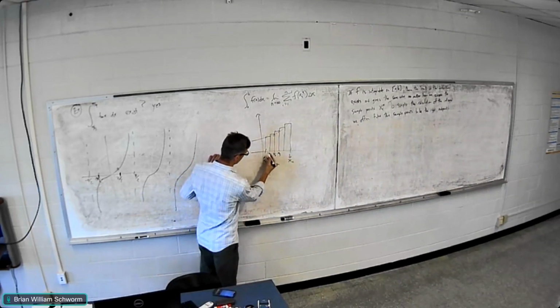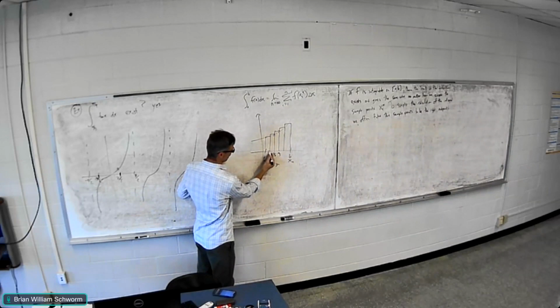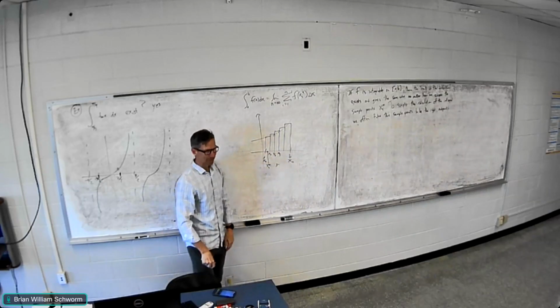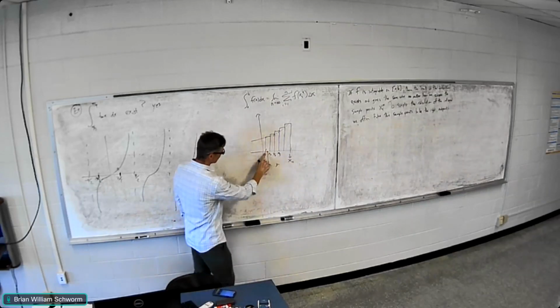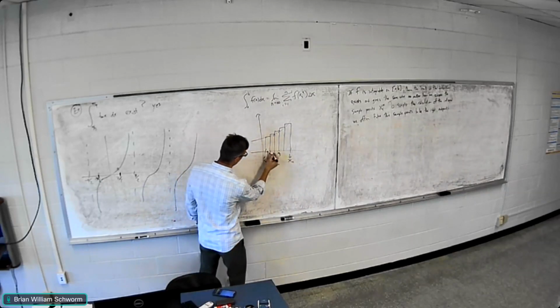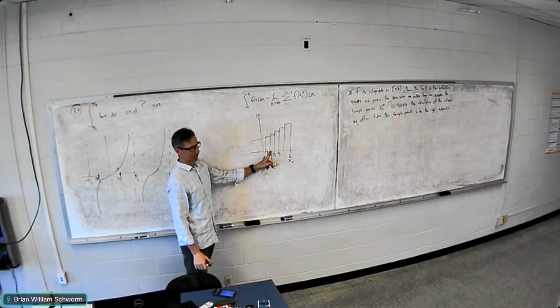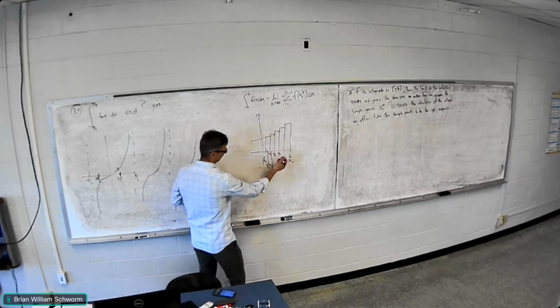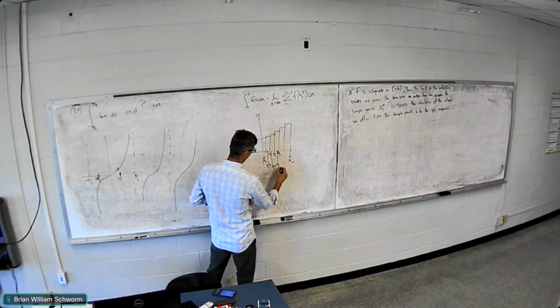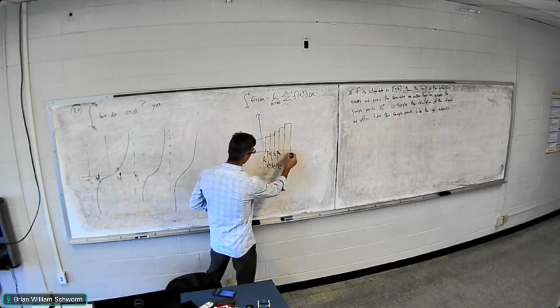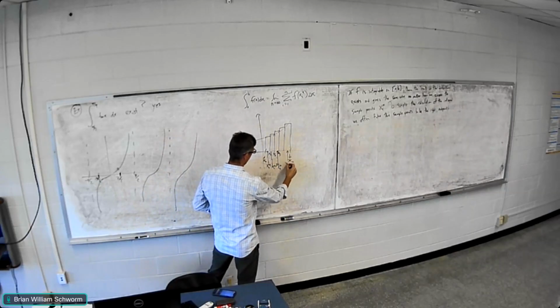The x i star could be any x value in each rectangle. So x1 star is any x value in that first rectangle. Maybe it's right in the middle. I kind of drew an arrow there like it's right in the middle, but it could be anywhere. And it could even vary from rectangle to rectangle. This one, maybe that's x2 star, a little closer to the left side. As long as it's in there somewhere, it's fine. x3 star, all the way to xn star.